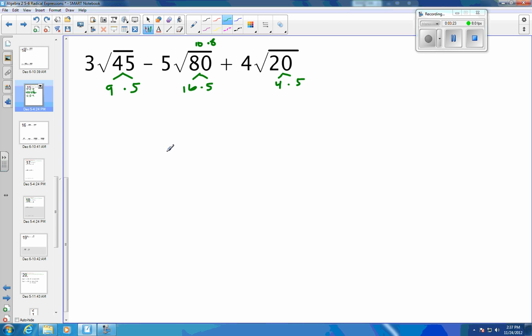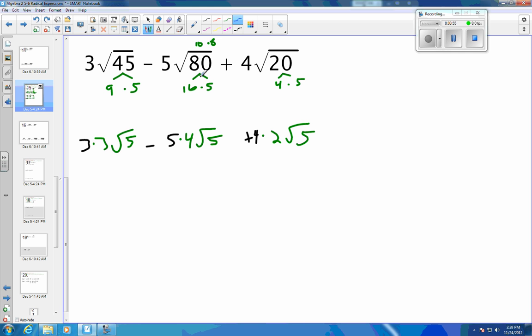Now I have it all down, so I've got a perfect square times 5, perfect square times 5, perfect square times 5. So let me rewrite the 3, the minus 5, and the plus 4, because I didn't do anything with them. And then I'll pull this out. So square root of 9 is 3, and square root of 5 is the square root of 5. Can't do anything with it. Square root of 16 is 4. Square root of 5 again is the square root of 5. And square root of 4 is 2. And square root of 5 is just, in fact, square root of 5.